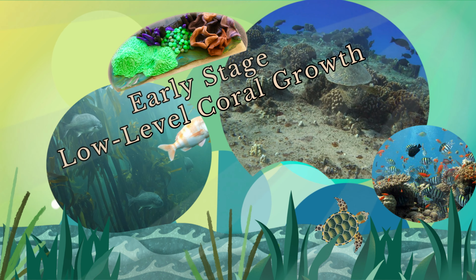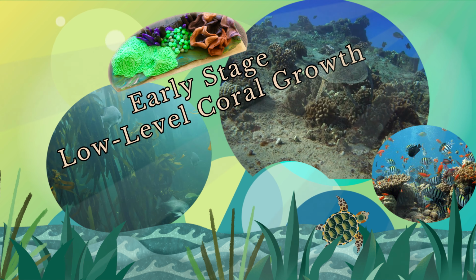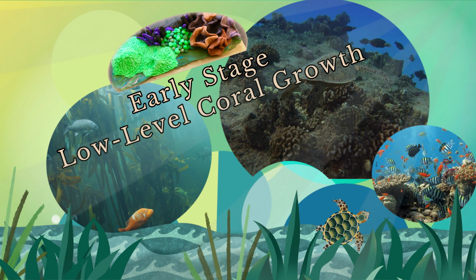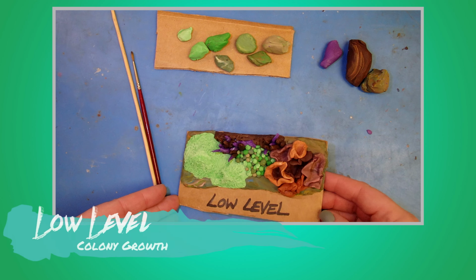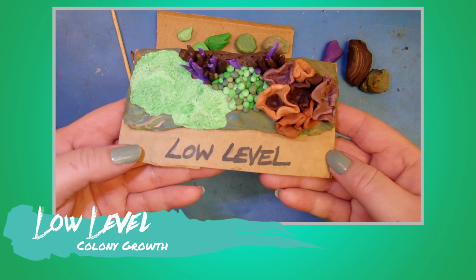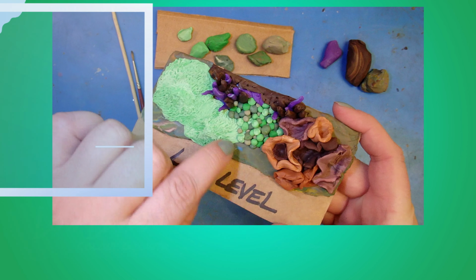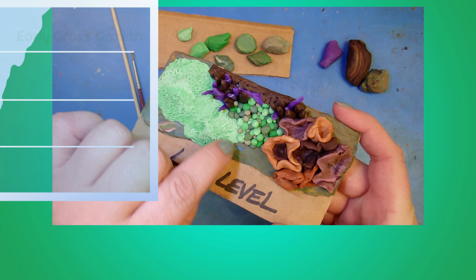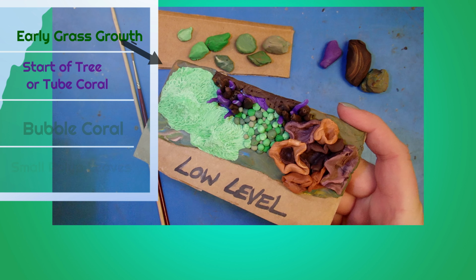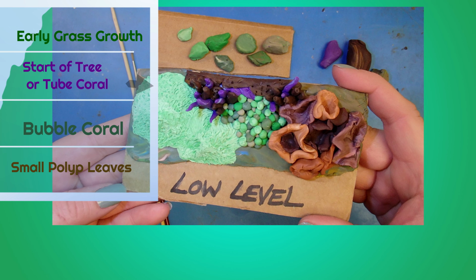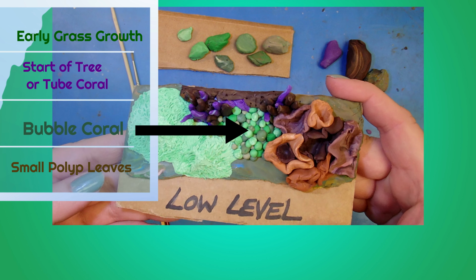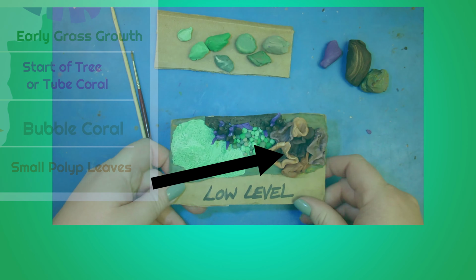For this tutorial, we will be creating the early stage growth of corals, where different polyp growth is formed and you can see different colony species of corals. In this low-level coral example, we have what looks like rough textured coral rocks or early grass. I also have different elements that look like the start of tree or tube coral, a jelly-like species called bubble coral, and a smaller shaped polyp-like bloom.